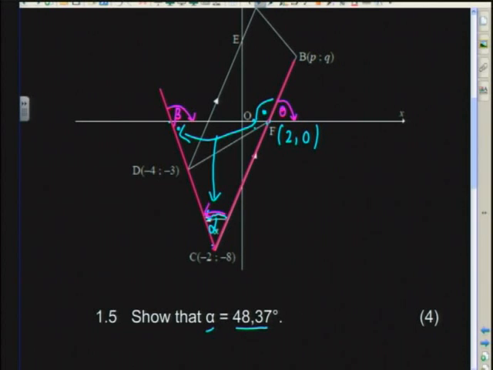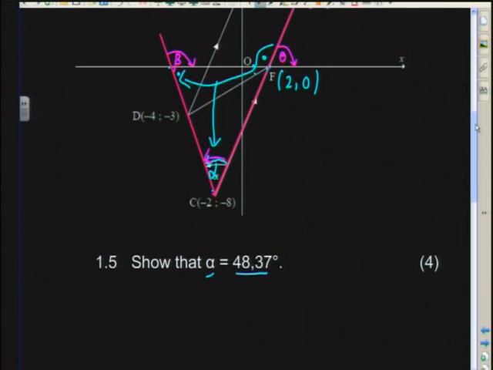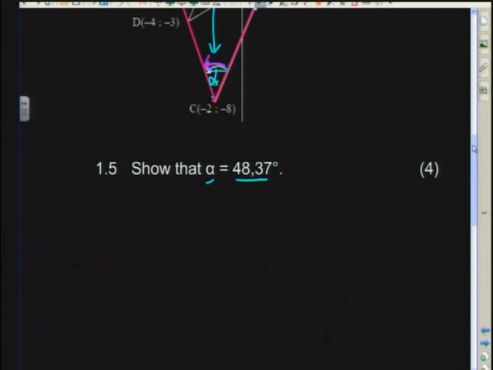There are lots of other ways you can do it. You could find any interior angles of triangles and so on. Okay, so let's get started. First thing we need is the gradient of BC, and luckily we already have it. We know that the gradient of BC is equal to 2. We've worked it out before.